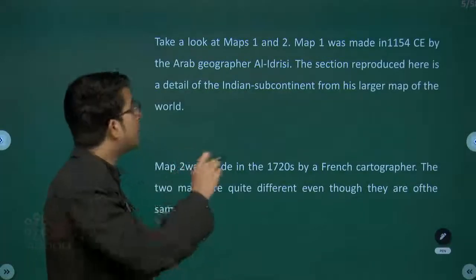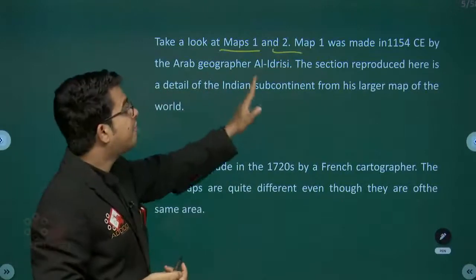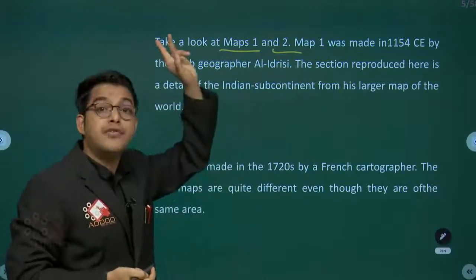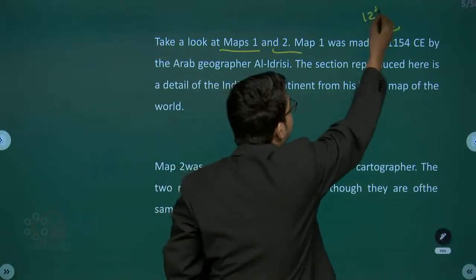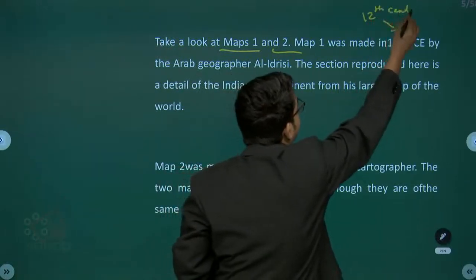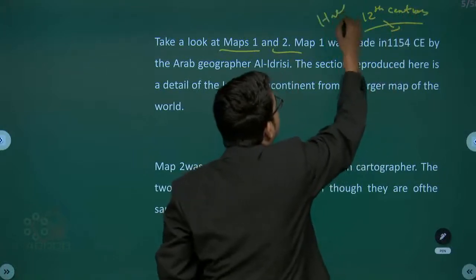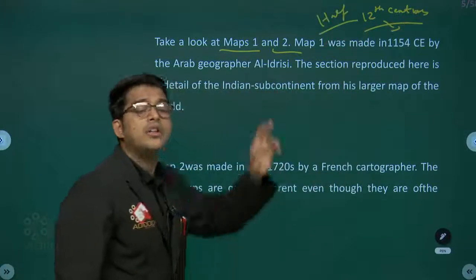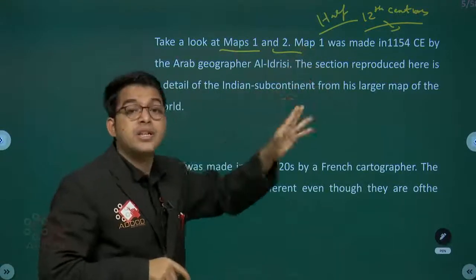Now, take a look at map 1 and map 2. Map 1 was made in 1154. That's what we are talking about, the 12th century, or you can call it the half of the 12th century, or you can also understand it as the 6th decade of the 12th century.